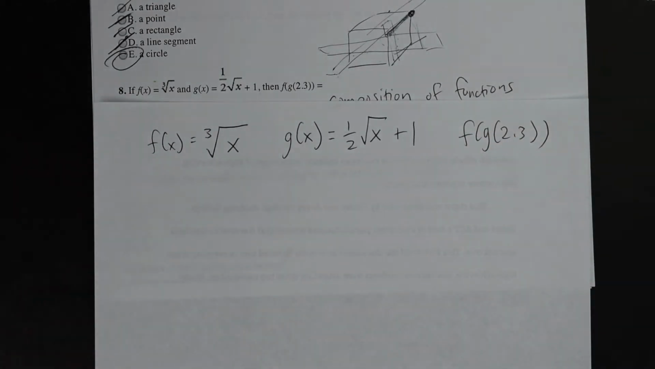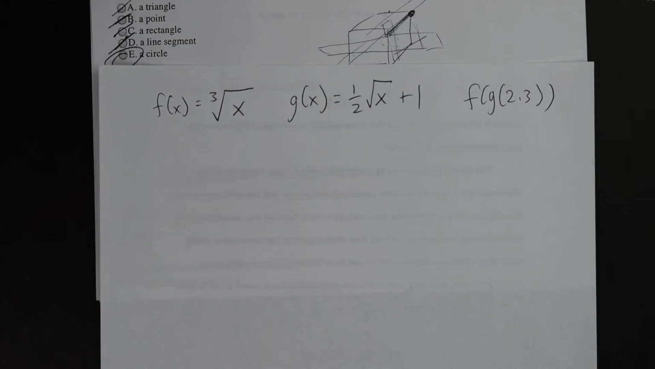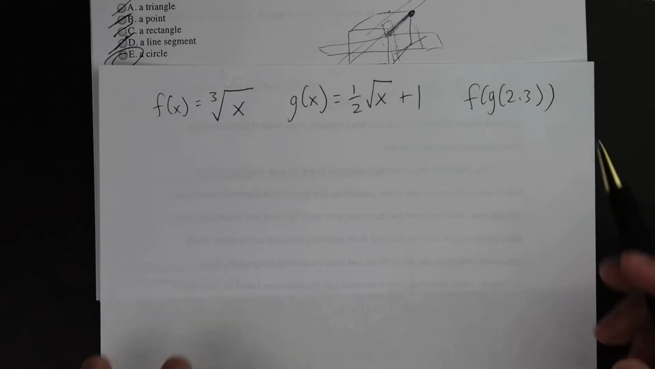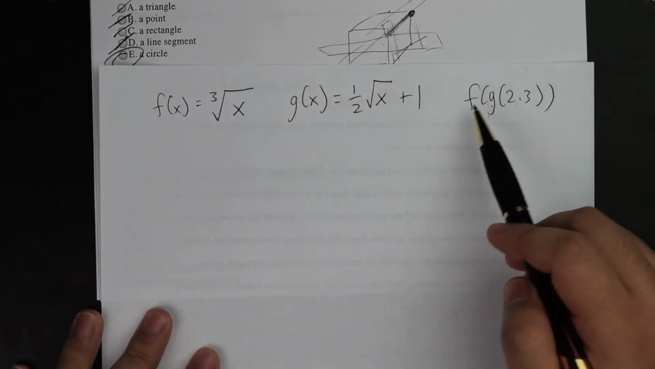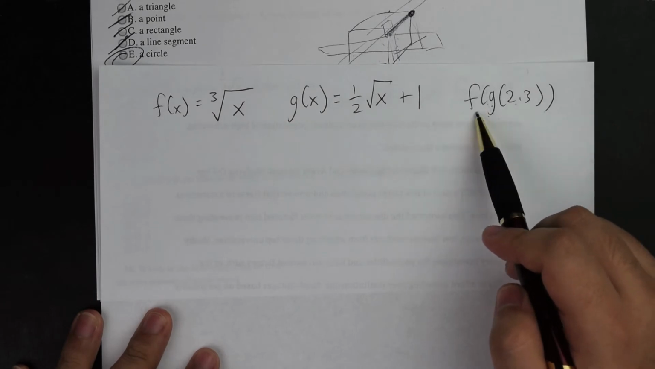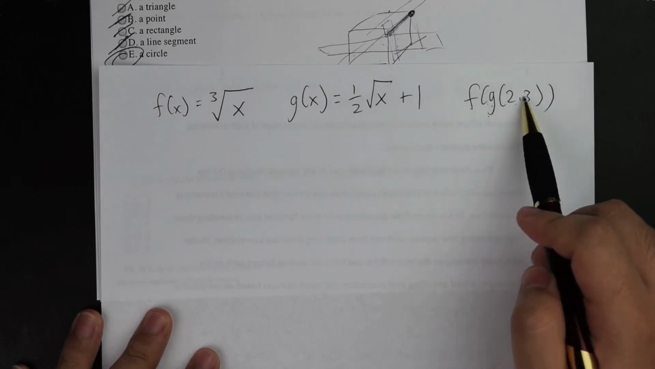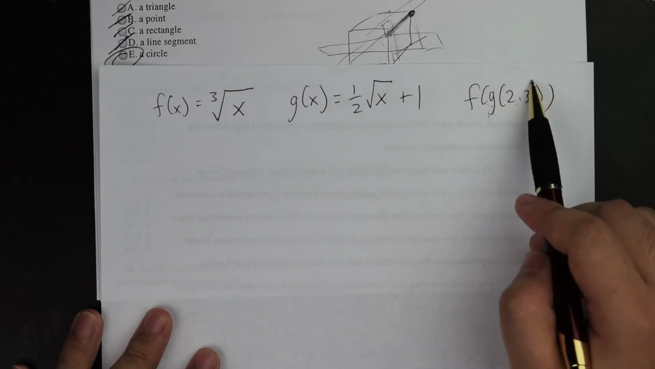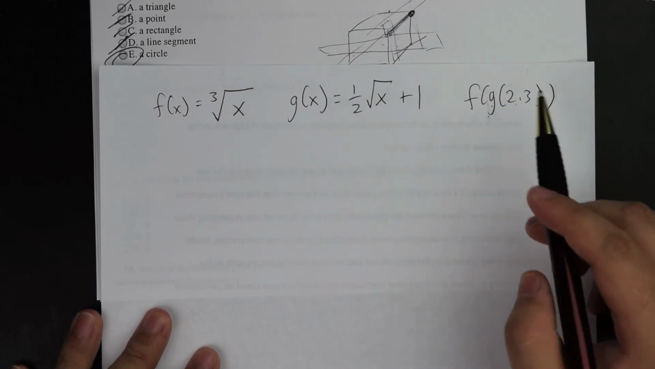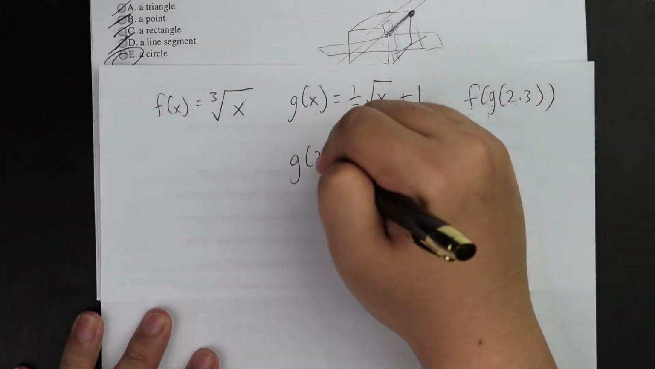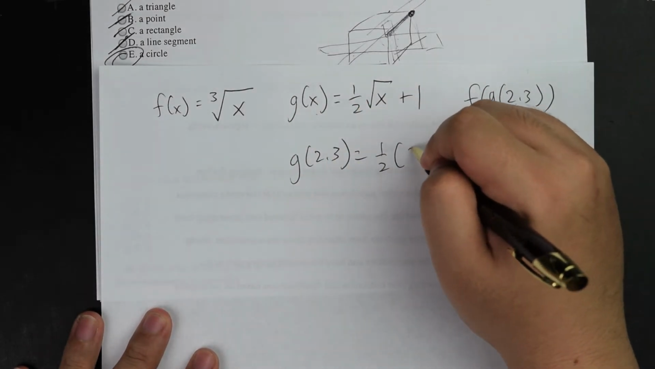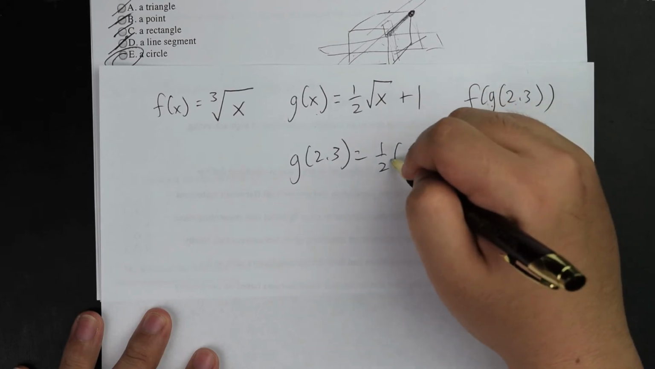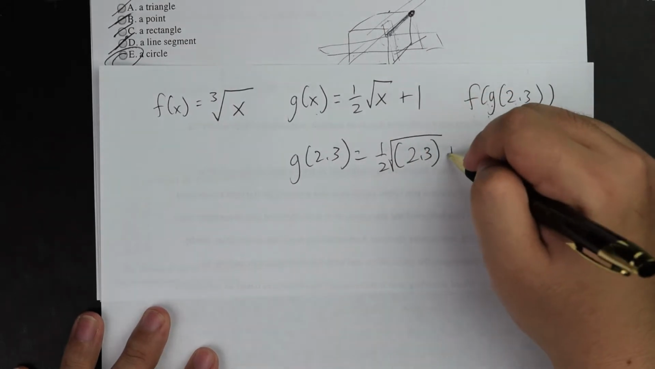How composition of functions works is that first I take care of whatever's inside the function. Inside this function right now is g of 2.3. That's my focus. Before I can take care of the f function, I have to take care of the g function first, in order to get whatever value comes out of it. So g of 2.3: I'm going to take this equation, so g of 2.3 equals half of 2.3, technically to the half power or square root, whichever one you want to do, plus 1.